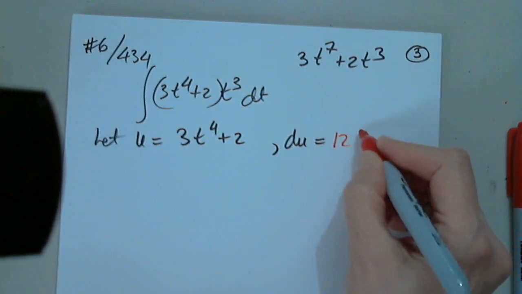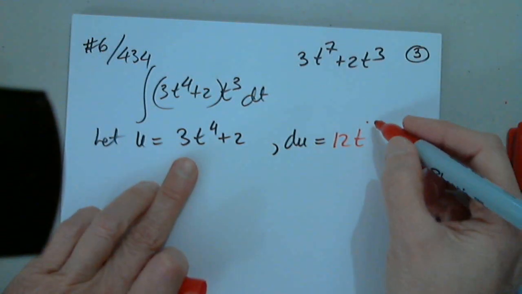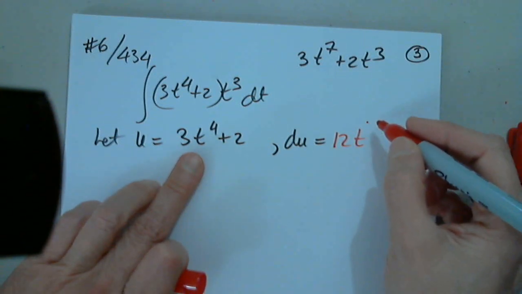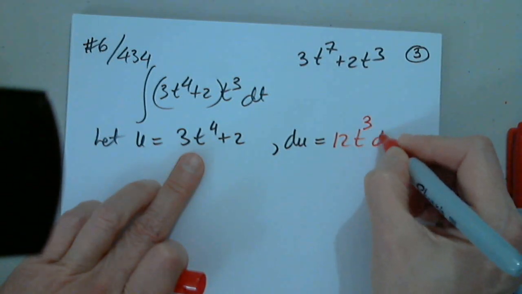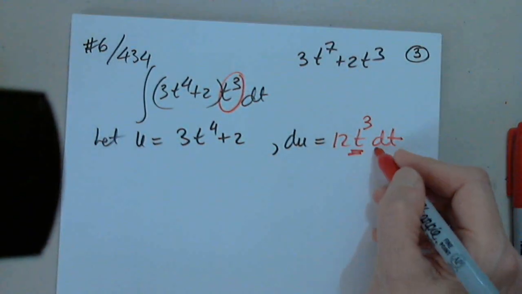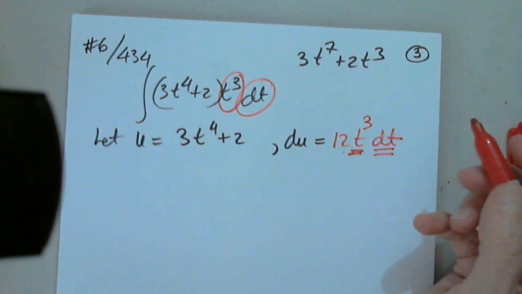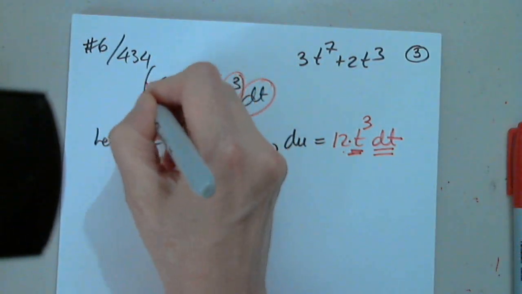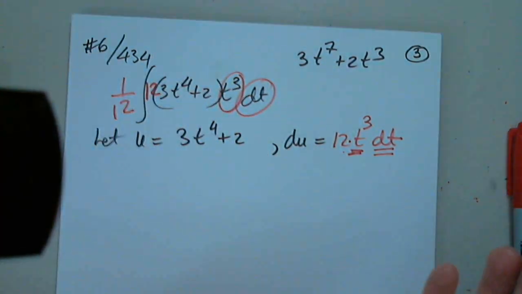I want to find the du of this function. Well, 12t to the 3rd dt. So say it again: 12, t to the 3rd, dt. So I need t to the 3rd. I have it. I need dt. I have it. But I don't have the 12. Very easy to make up a 12 because it's a factor. So I multiply by 12 and divide by 12. It doesn't matter if I put it inside or outside.